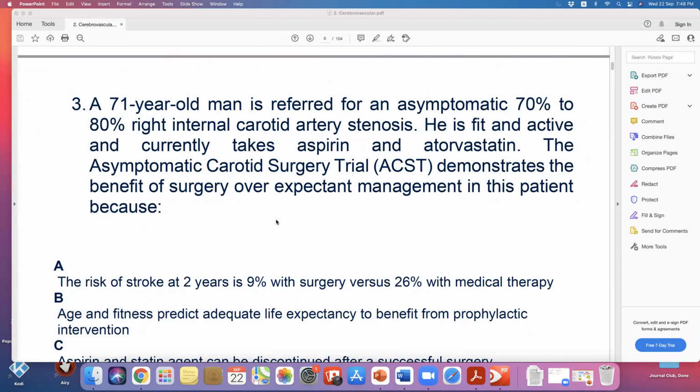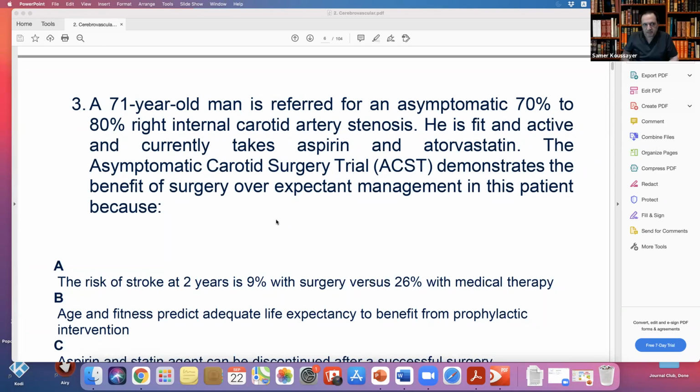Okay, go ahead. Yes, he's a 71-year-old man referred for an asymptomatic 70 to 80% right internal carotid artery stenosis. He is fit and active and currently takes aspirin and atorvastatin. The Asymptomatic Carotid Surgery Trial demonstrated the benefit of surgery over expectant management in this patient because asymptomatic, 70 to 80% right internal carotid, active, fit. So according to the ACST study, the asymptomatic carotid trial from 1995, he will benefit from surgery, right? Yes, because he's fit, and he's 71.